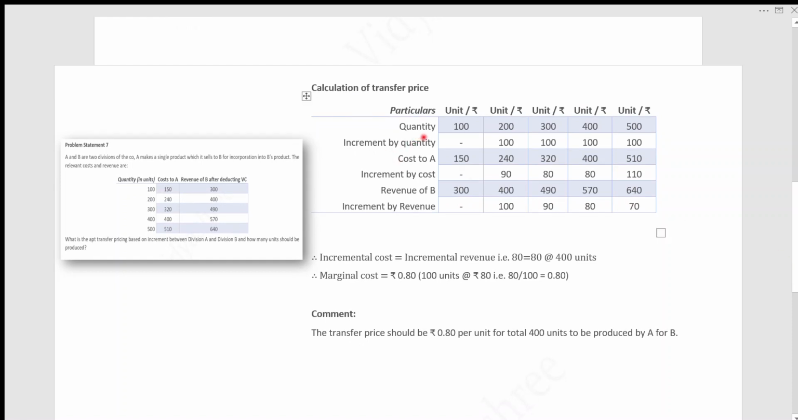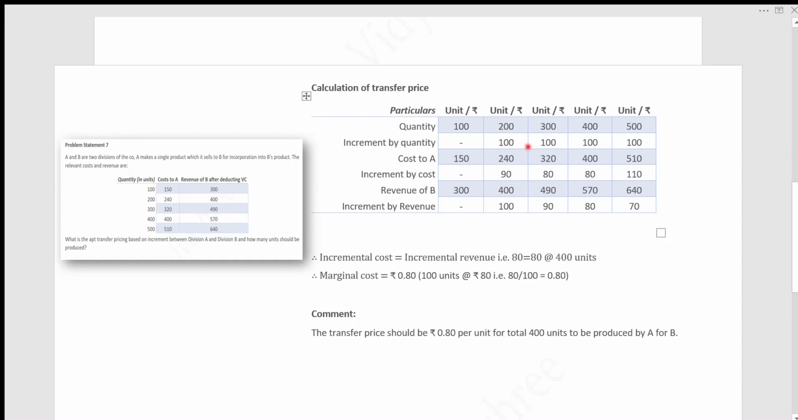First write down the quantity. Here the quantity is given. For this quantity we have to calculate the increment. How do we calculate the increment? As I told you, one additional unit is nothing but the increment. Starting production is 100, so there will be no additional unit. That's why it is nil. After 100 products, the next quantity they have produced is 200. The additional they have added is 200 minus 100, that is 100.